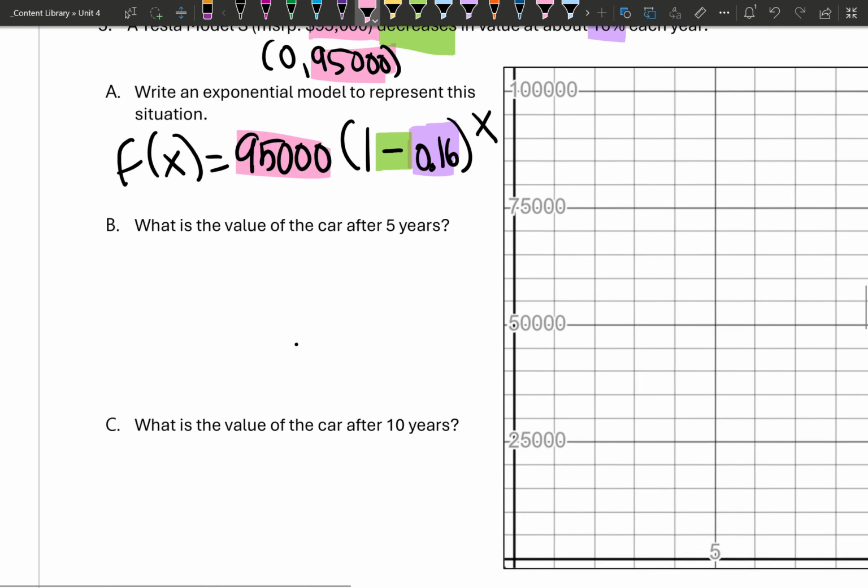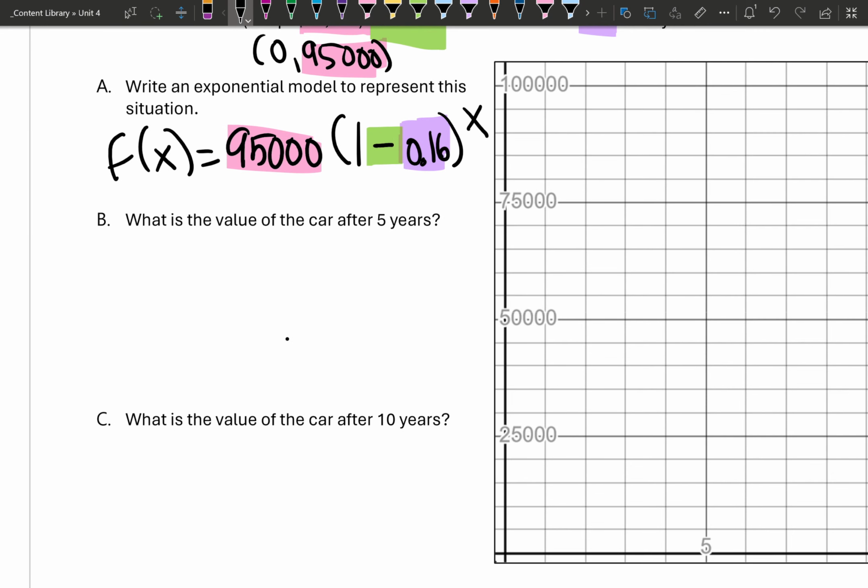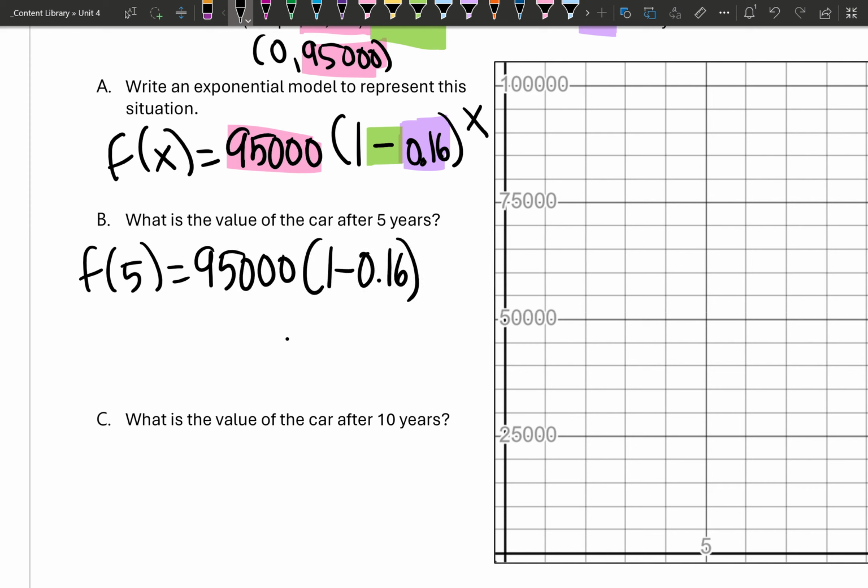Perfect. Let's find the value after 5 years. Just like before, we're going to plug 5 into this function. Again, keep in mind this is actually going to be a little bit less. Actually, in real life, it's going to be less than this because of that first year and that value loss. But we're going to go ahead and plug 5 into x. And just this part goes into our calculator.